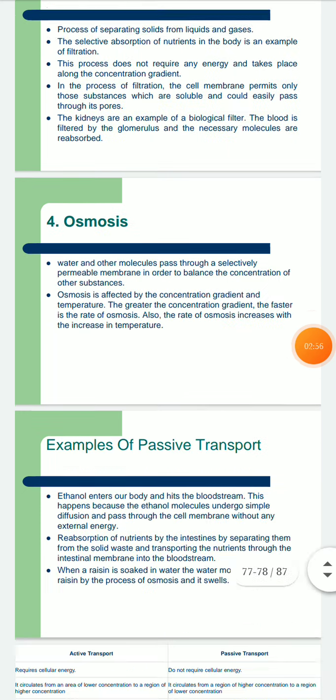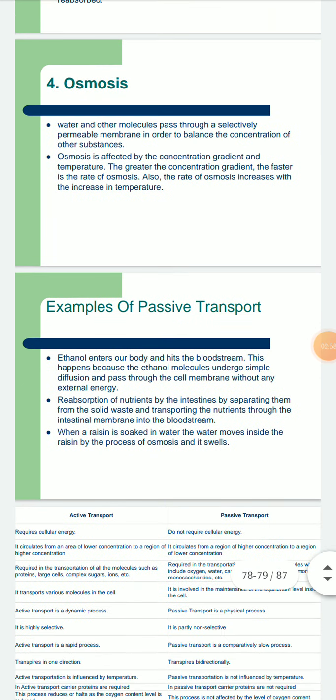What are the examples of passive transport? Basically, ethanol enters our body and hits the bloodstream. It happens because the ethanol molecules undergo simple diffusion and pass through the cell membrane without any external energy. Reabsorption of nutrients by the intestines, by separating them from the solids and waste and transporting the nutrients through the intestinal membrane into the bloodstream. When a raisin is soaked in water, the water moves inside the raisin by the process of osmosis and it swells.